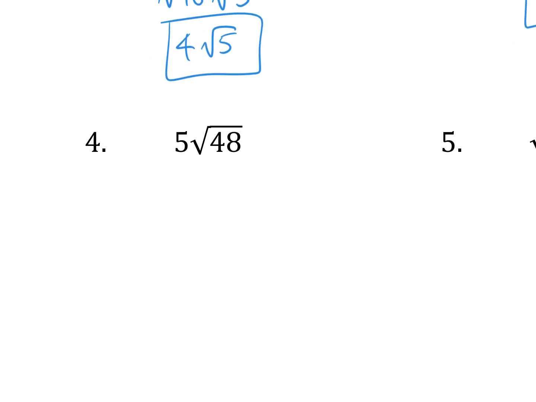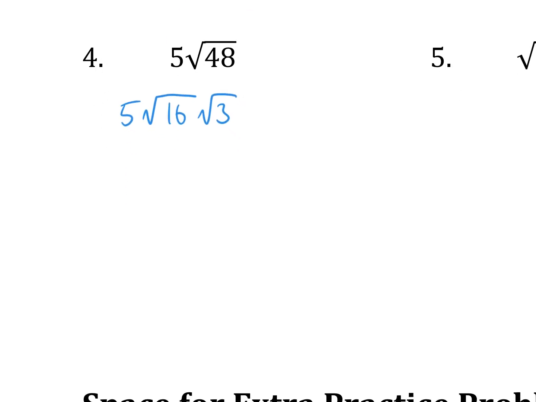All right, number 4. We have 5 times square root of 48. So the 5 is fine. We need to find the square roots that go into 48. What's the biggest perfect square that goes into 48? I think it's 16. So we have 16 times 3. Square root of 16, square root of 3. Square root of 16 is going to be 4. So 5 times 4, square root of 3. So we get 20 square root of 3.